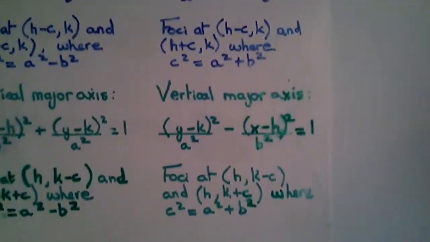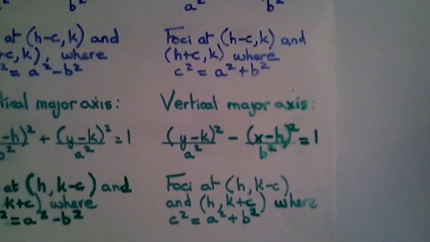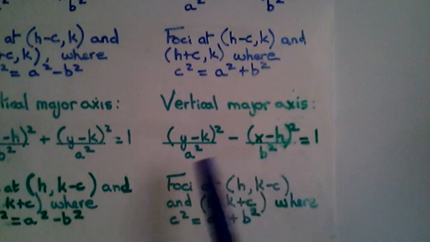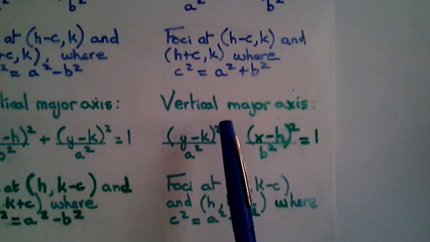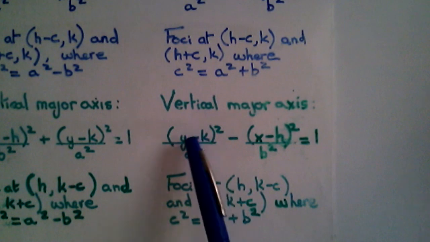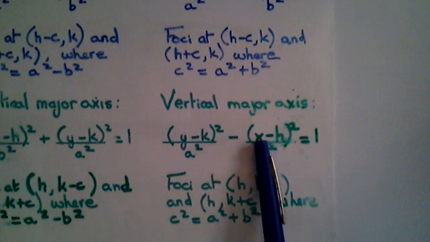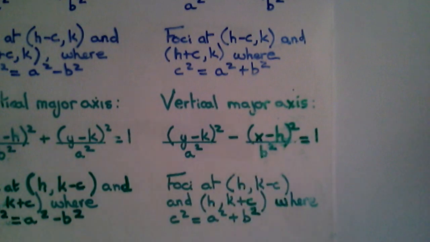Let's move it up to the vertical one. Again, notice a squared, b squared do not change positions, but because this is the vertical, the branches are on the y-axis, because the negative is on the horizontal. The foci are at (h, k minus c) and (h, k plus c). Again, c squared is equal to a squared plus b squared.